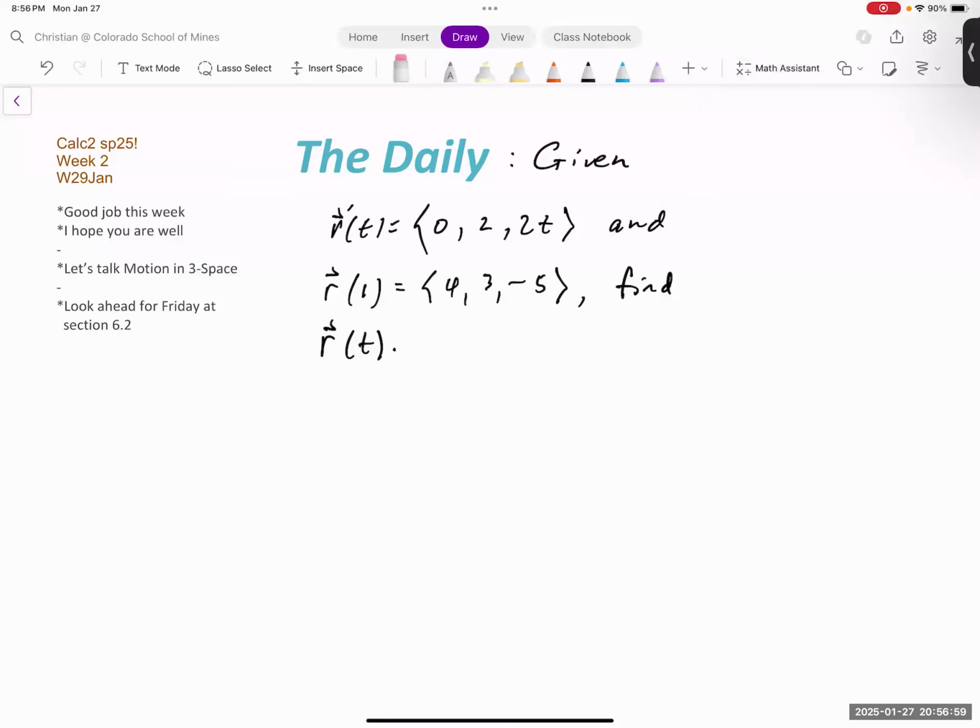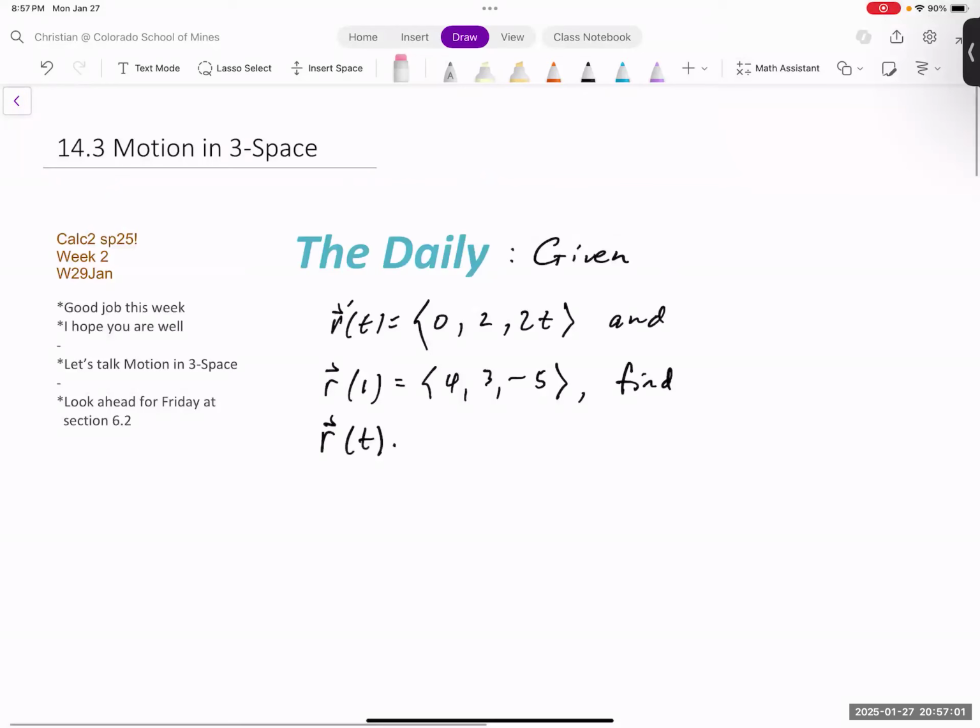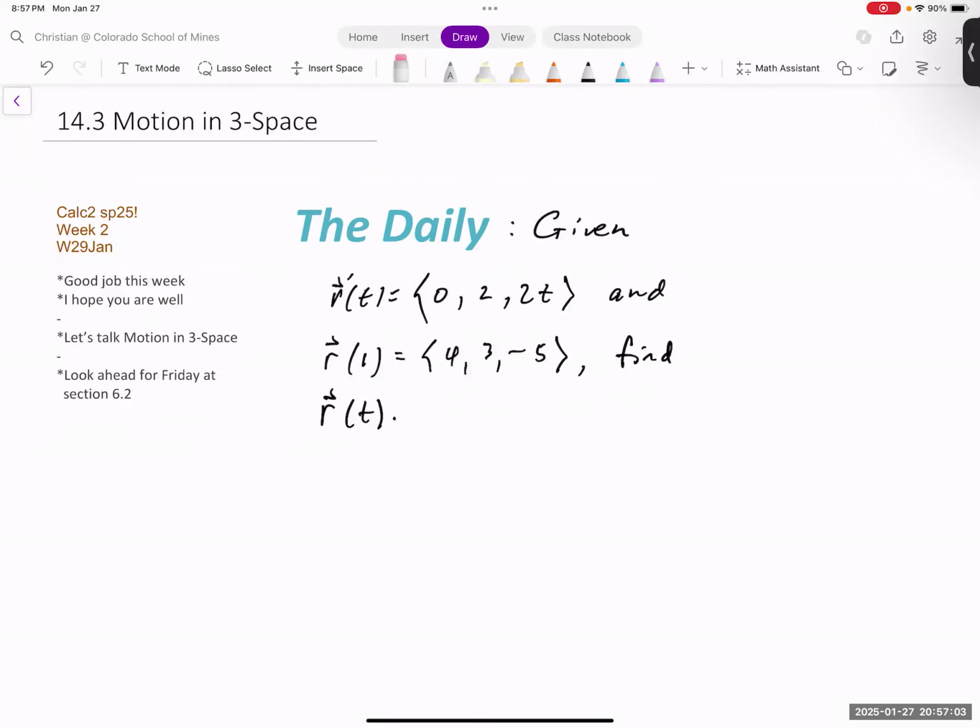Okay, y'all, this is for Wednesday, 14.3 motion in 3 space. Read the daily problem: given a derivative vector 0, 2, and 2t, and an initial condition at time 1, 4, 3, negative 5, find r of t. So pause the video, try to work that out, and then come back.